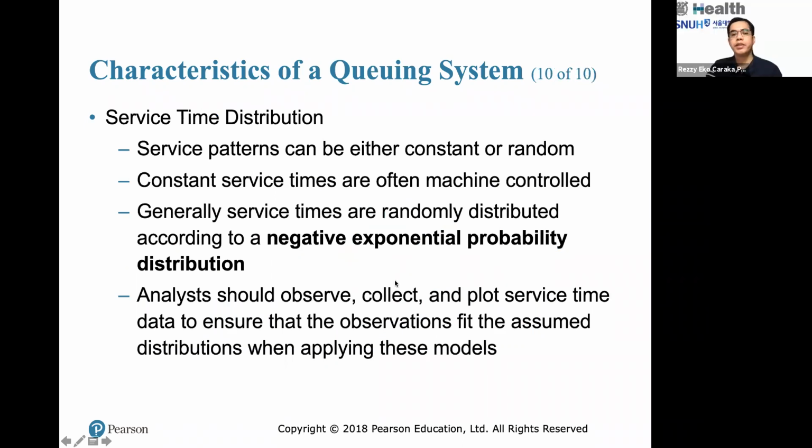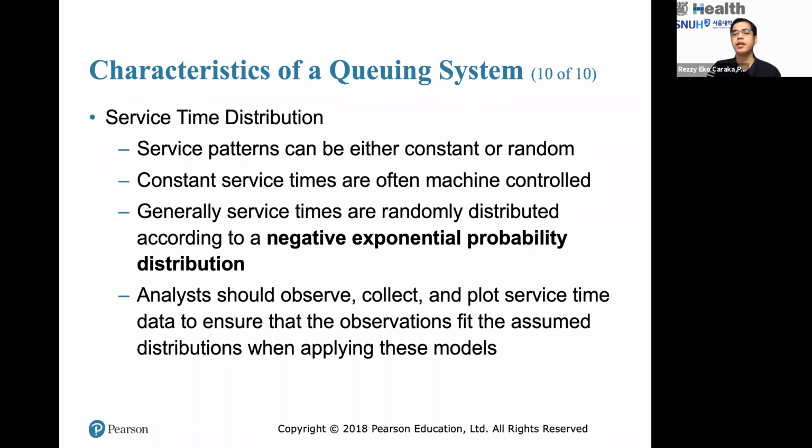But the service distribution could be constant or random. So the service pattern can be either constant or random, and constant service times are often machine controlled. And also, generic service times are randomly distributed according to a negative exponential probability distribution. So this is an example of the exponential family in statistics. Lastly, the analyst should observe, collect and plot the service time data to see whether the observations fit the assumed distributions when applying these models.